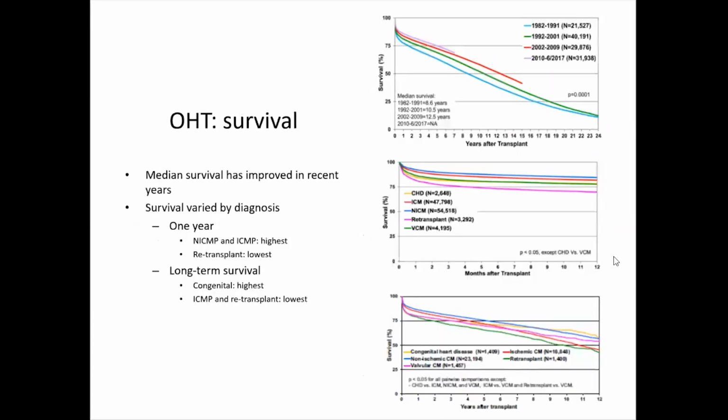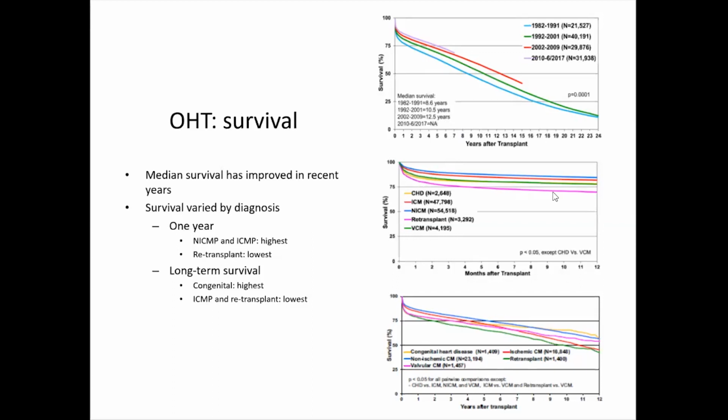So how do these people do after transplant? The first graph on the top is the survival based on different eras. We are getting better over time. We're somewhere around a 13 years median survival. Depends on etiology, they do differently. So ischemic, non-ischemic, they usually do better.